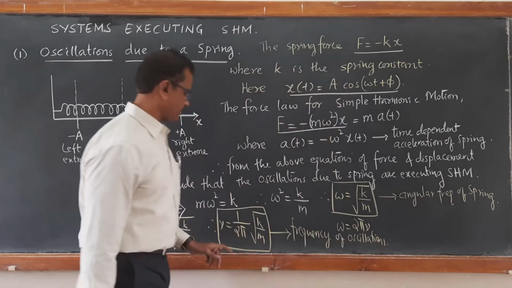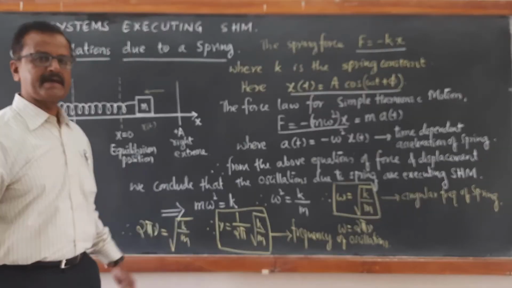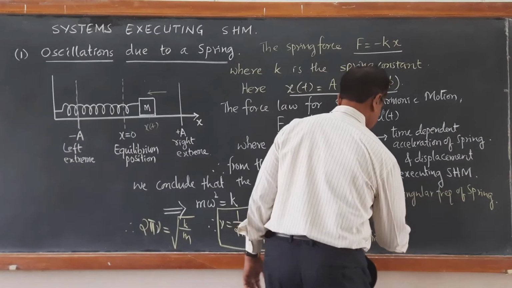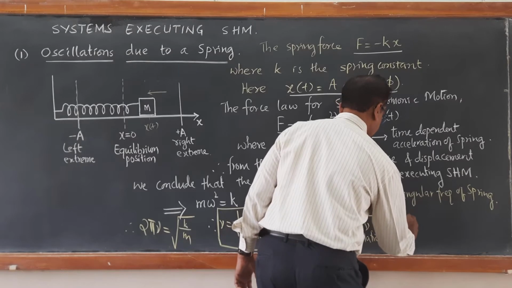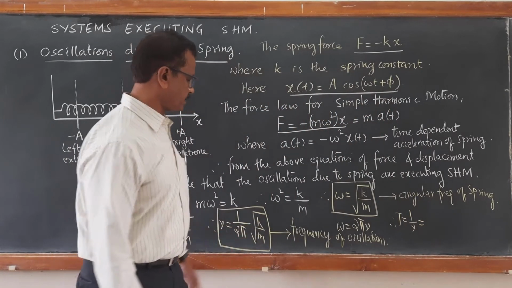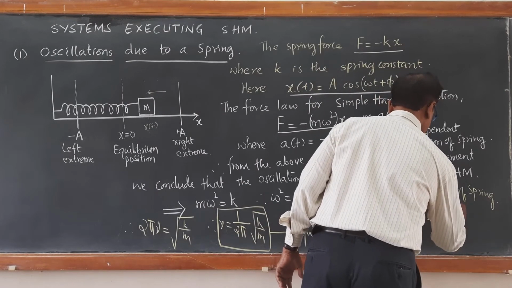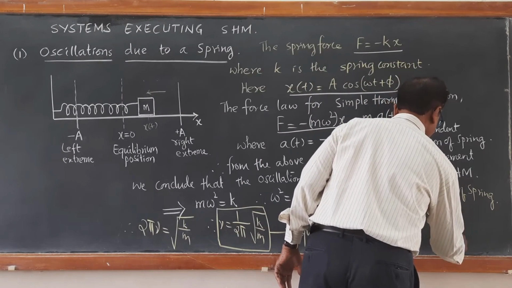Frequency of a spring is the number of oscillations per second. So the inverse of frequency gives us the time period. Therefore, time period equals 1 by nu. Just take the reciprocal of this. It becomes 2 pi square root of m by k.